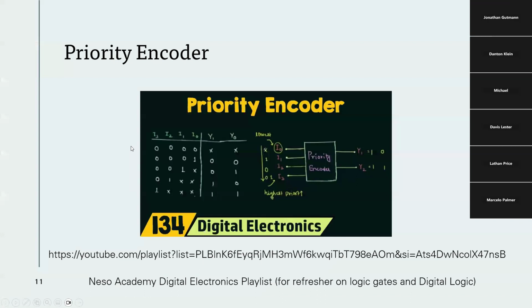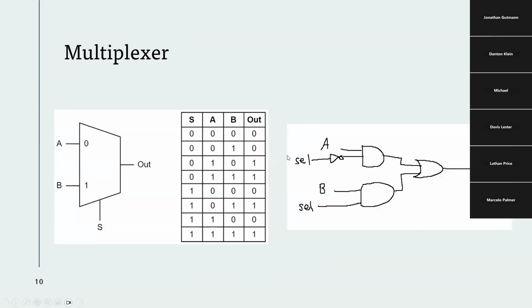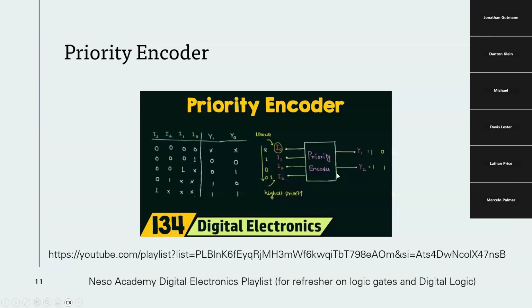which is priority encoder. So I couldn't find a really good representation of what it is in terms of the small scale logic gates like AND, OR, and stuff. So I just didn't. I couldn't find one for the multiplexer either, but it's easy to write it out. So I just drew it.